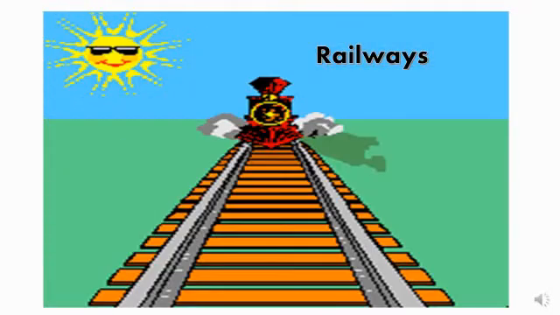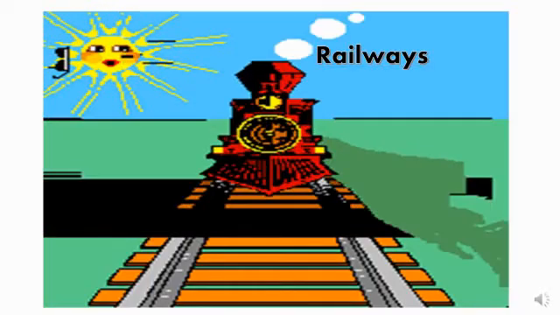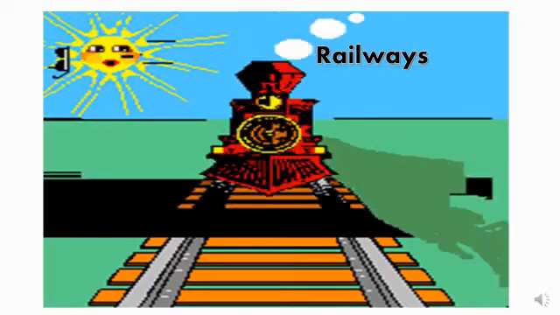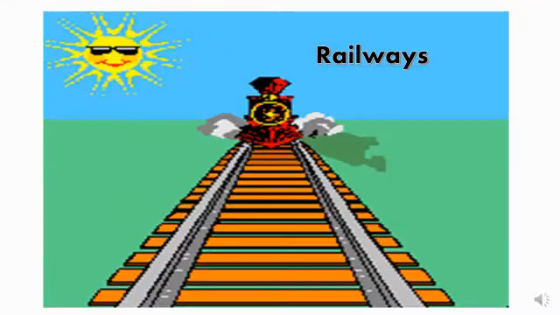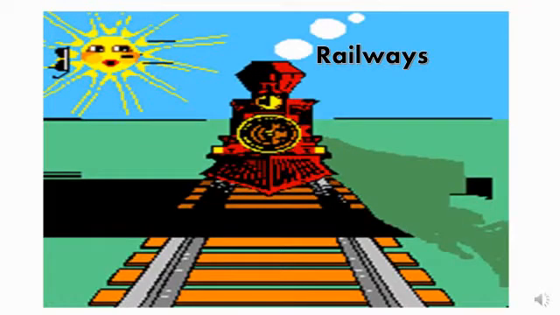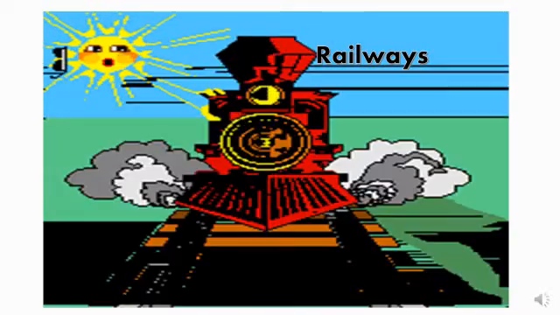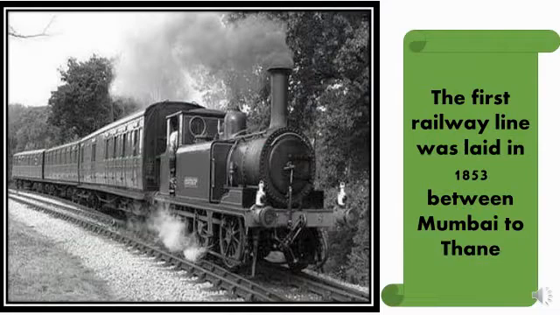India's rail network is the largest in Asia. Railways are the lifeline of our country. They connect all parts of India. At the time of independence, trains were run by steam engines. The first railway line was laid in 1853 between Mumbai and Thane. Trains are the best means of transport for traveling long distances.